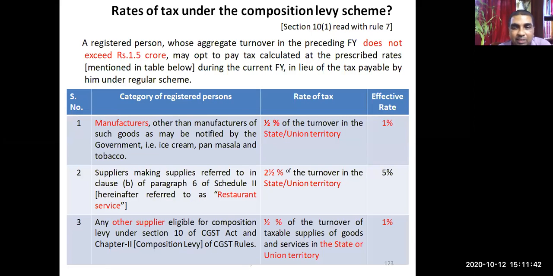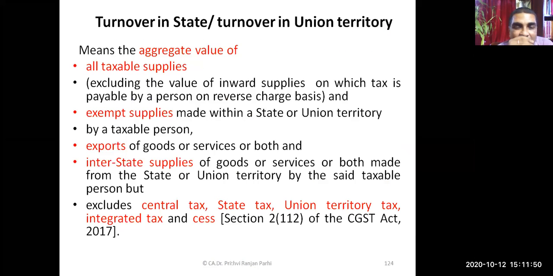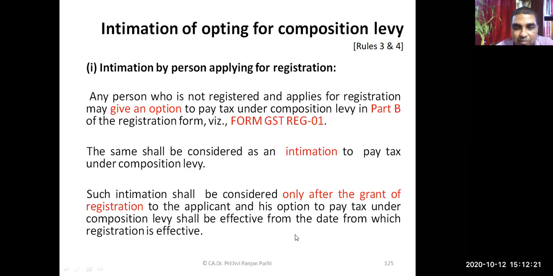So tax rate of composition scheme already we have discussed, right? 1%, 5%, and in case of services it is 6%. Once again we have discussed. We'll not spend time on this. Now we'll discuss a little more on that aggregate value. Aggregate value of turnover is relevant. As I told you, again I am telling you, all taxable supplies will be included. Exempt supplies will be included. Exports will be included. Interstate supplies will be included. And these things are to be excluded: central tax, state tax, UTGST, IGST, cess.